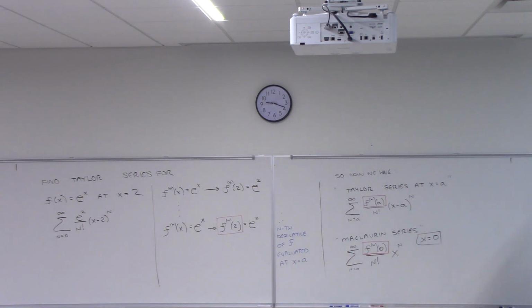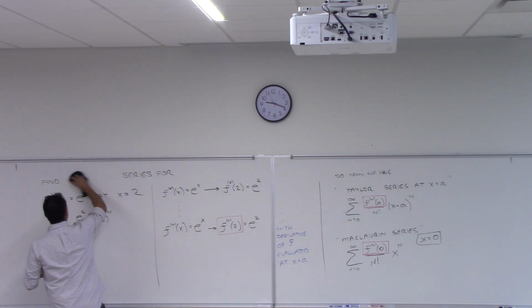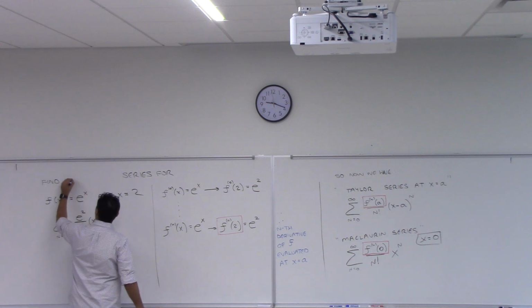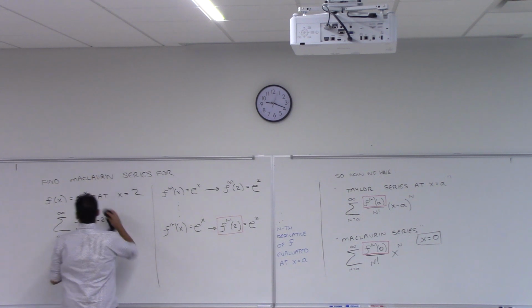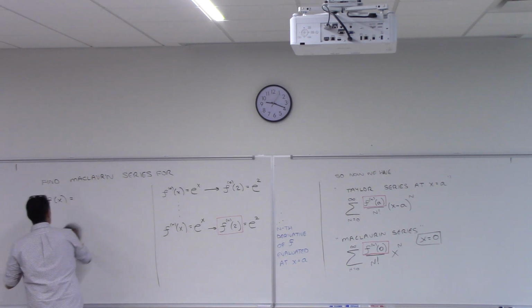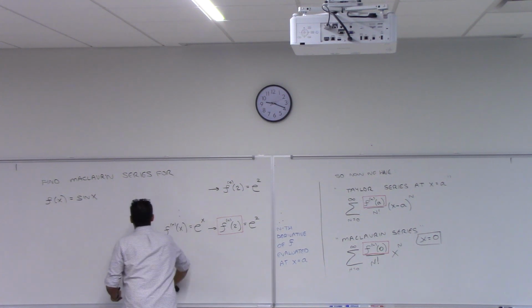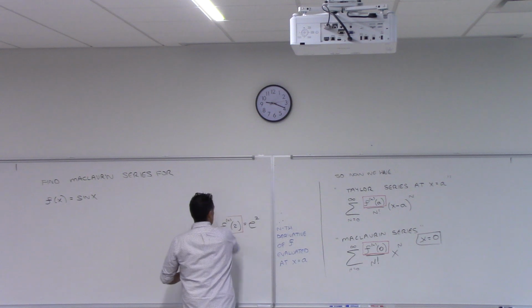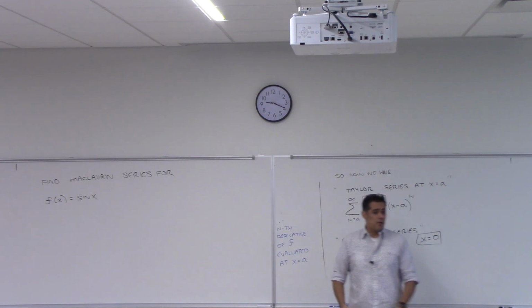Okay, let's keep going. Next example. Find the Maclaurin series for sine x. This is what I tried to start last class. This one's going to be a little more complicated. Here we go. So I start taking derivatives.